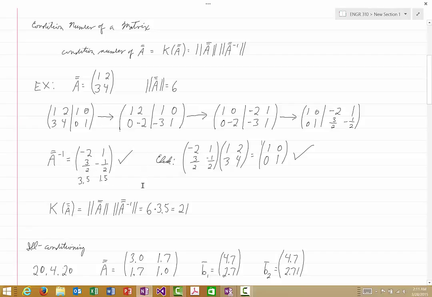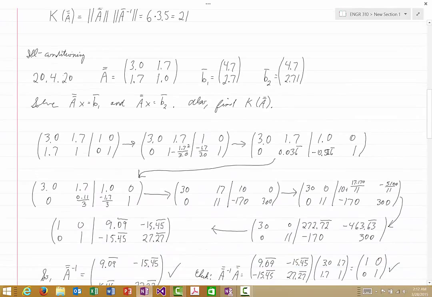And now let's calculate the norm of that. If we add up the absolute values of the numbers in the first column, we get 3.5. If we add up the absolute values of the numbers in the second column, we get 1.5, and 3.5 is, of course, bigger than 1.5, so 3.5 is the norm of A inverse. And now we can find the condition number of A. It's simply equal to the norm of A, which you remember was 6, times the norm of A inverse, which is 3.5, and so we obtain 21.